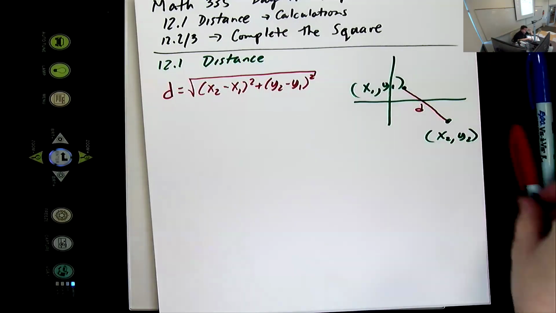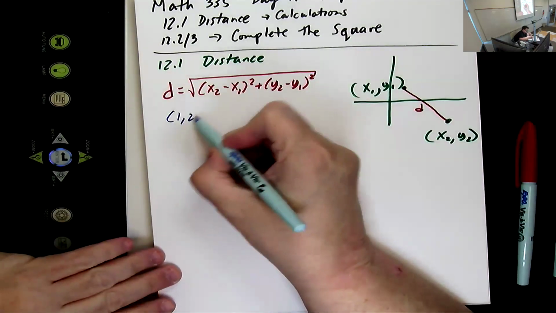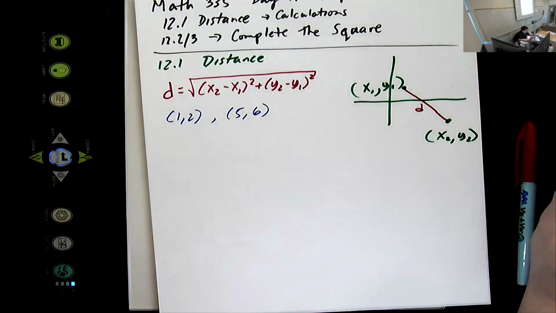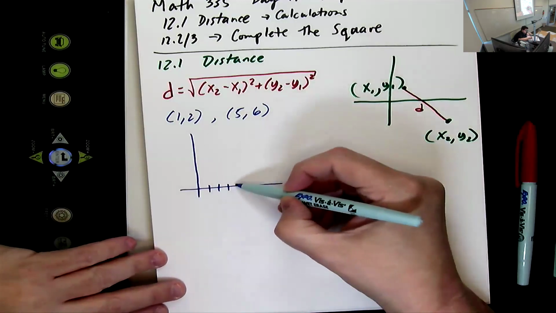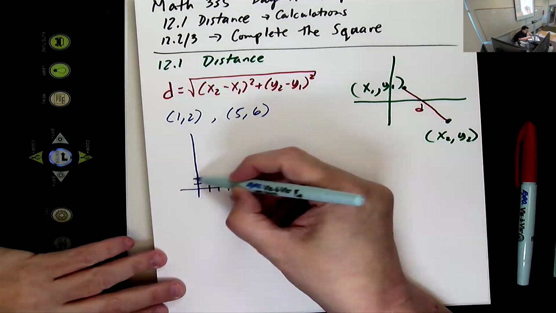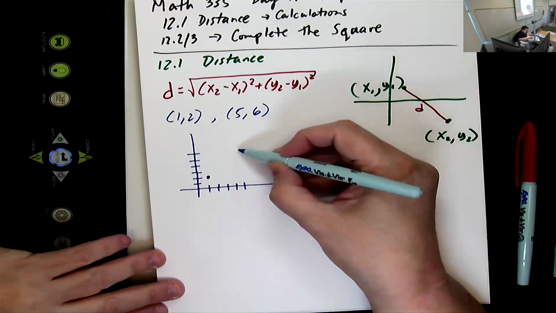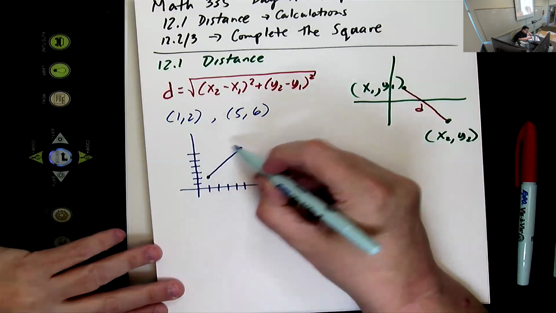I thought we'd do a little simple one first to get you familiar with how this works. Then we'll kick it up and make it more fun. So if I were to sketch this, 1, 2 is right there. 5, 6 is right here. So we're looking at that length there.